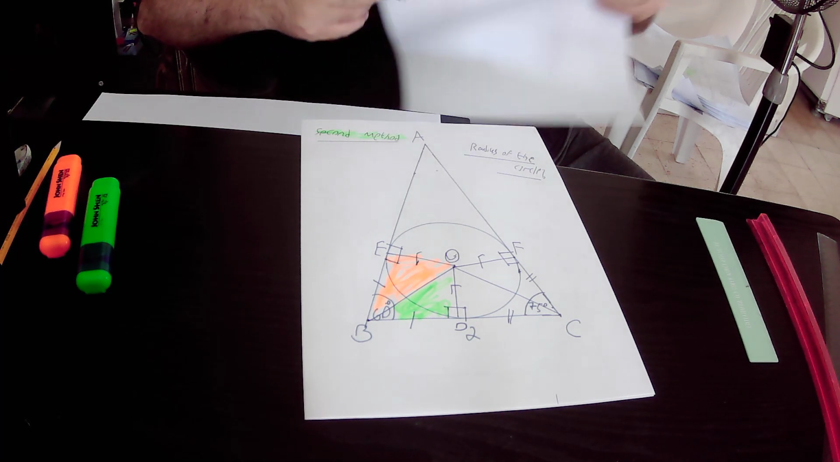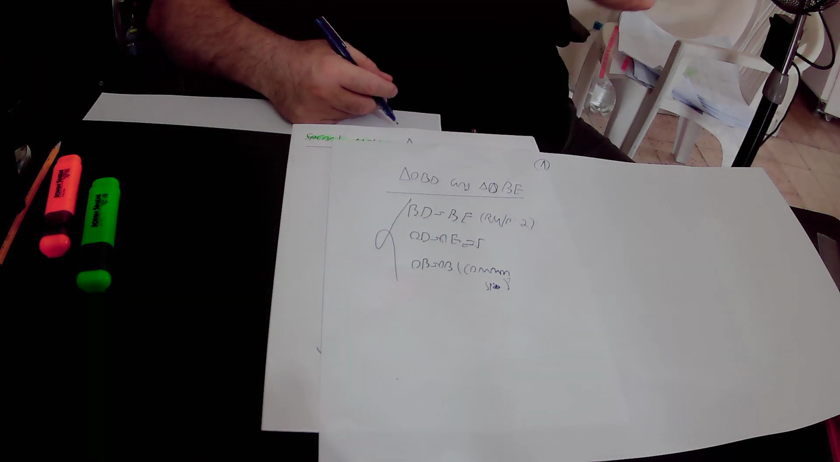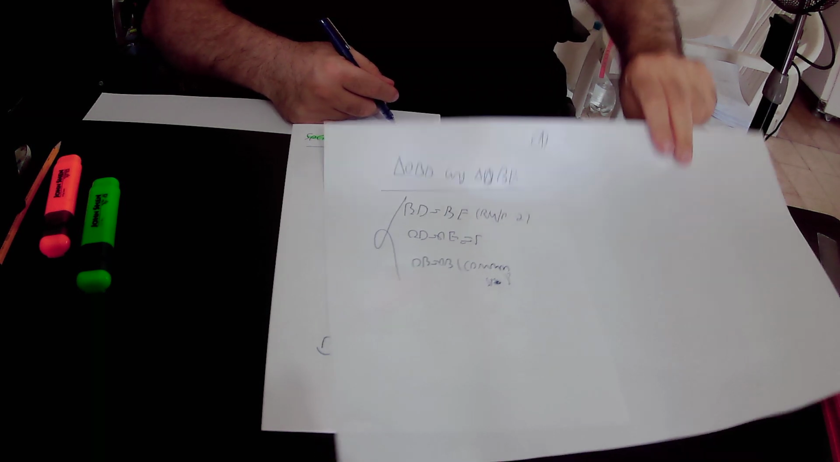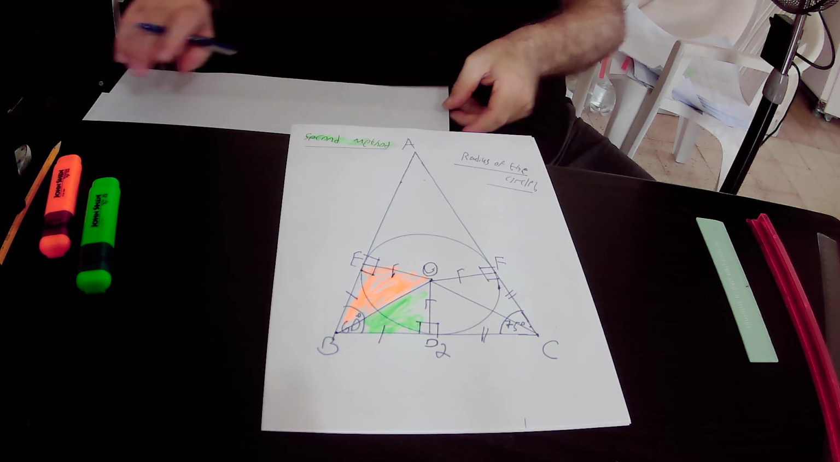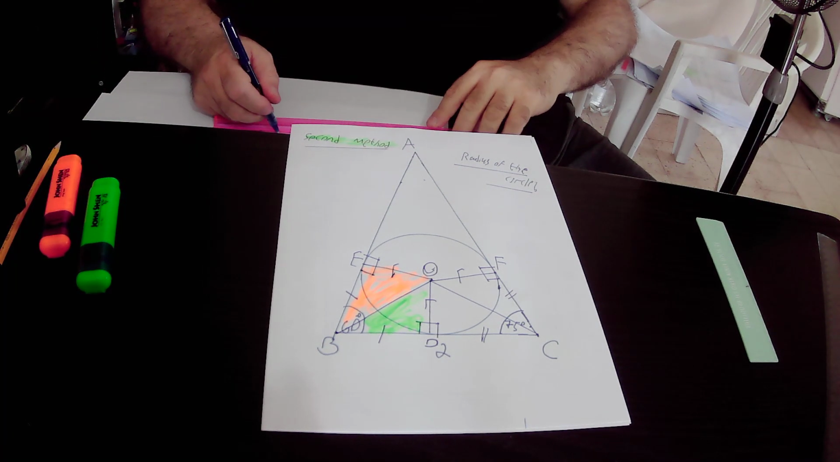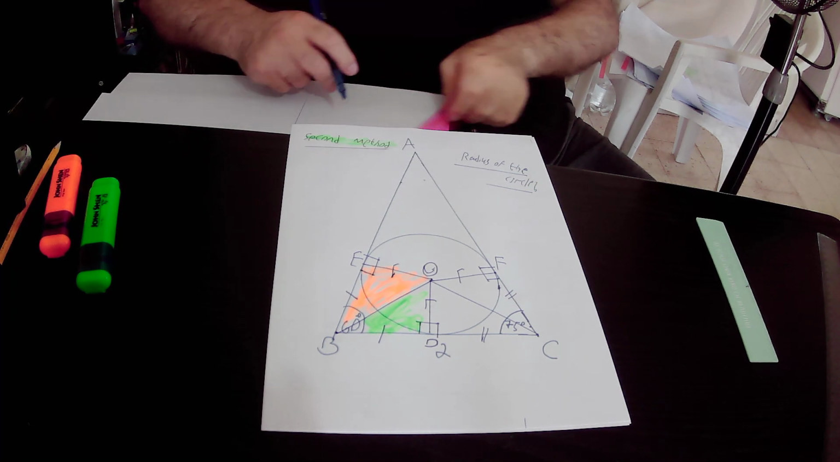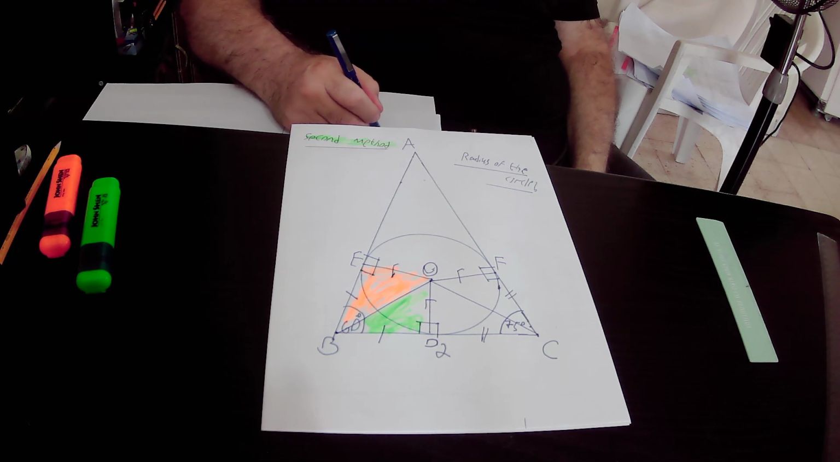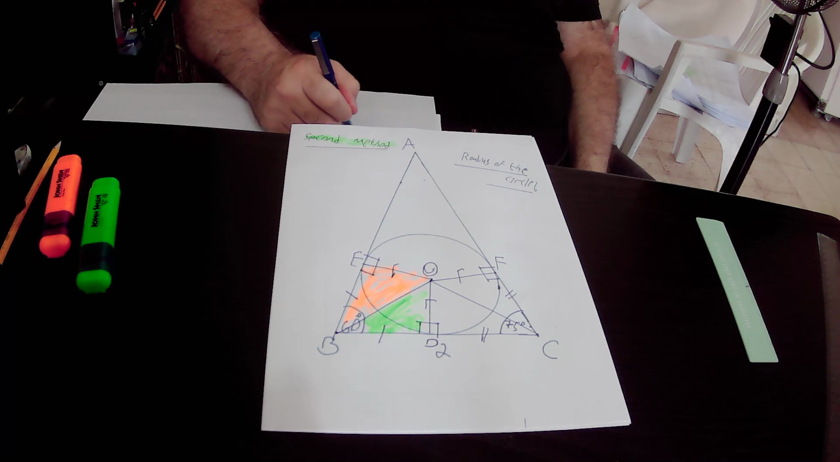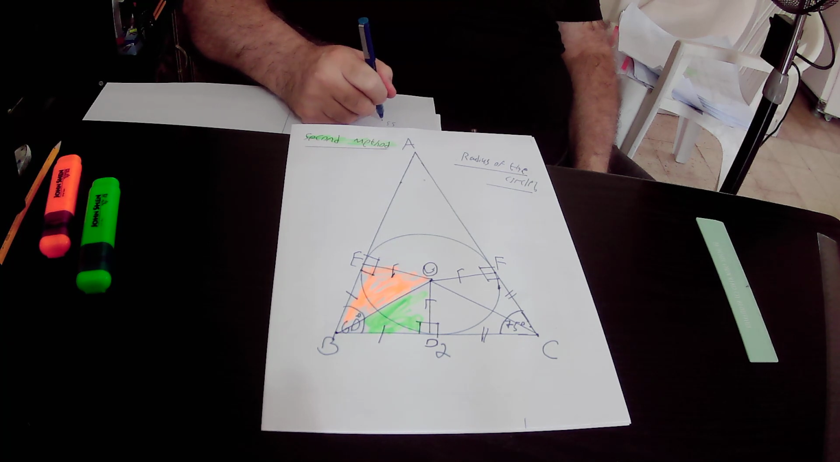So it actually proves that the green triangles can go into the orange triangle according to side rules. So I write it down. The green triangle OBD is congruent to the orange triangle OBE according to side rule.